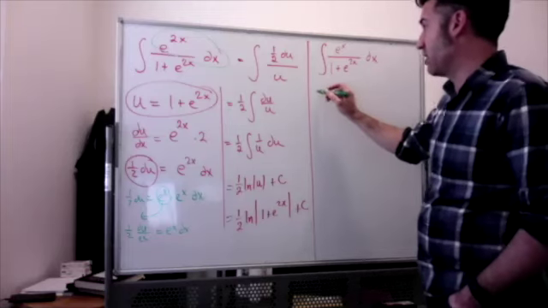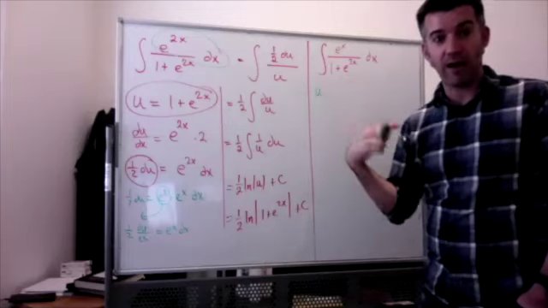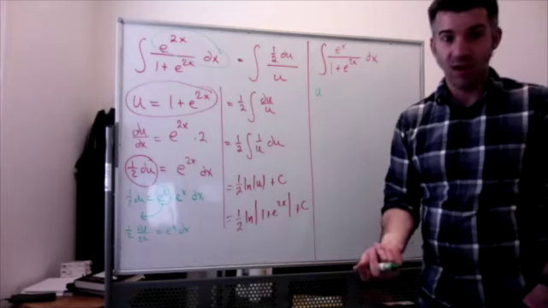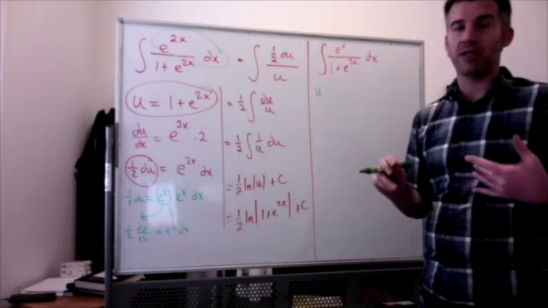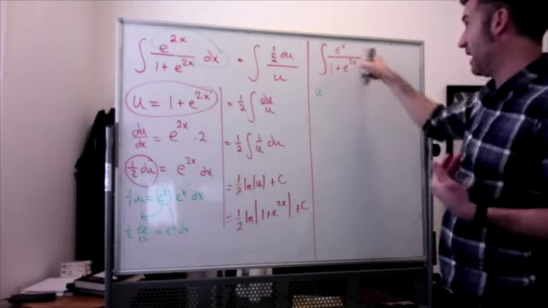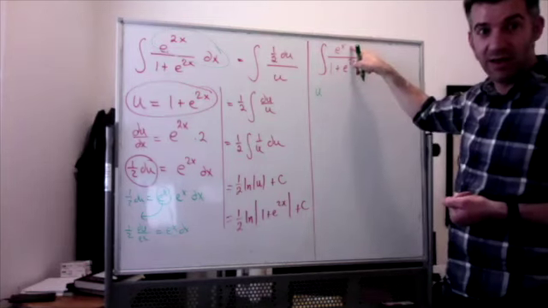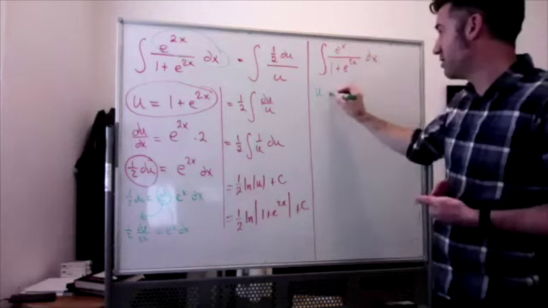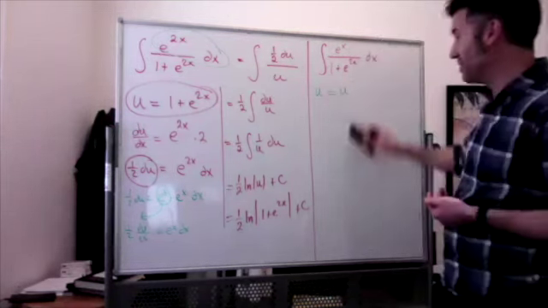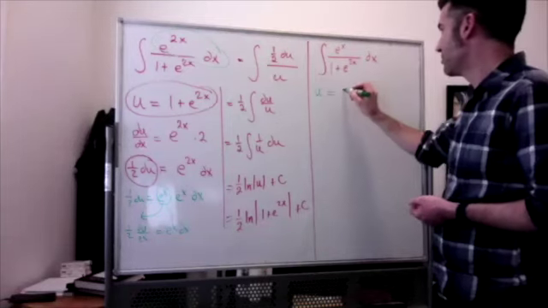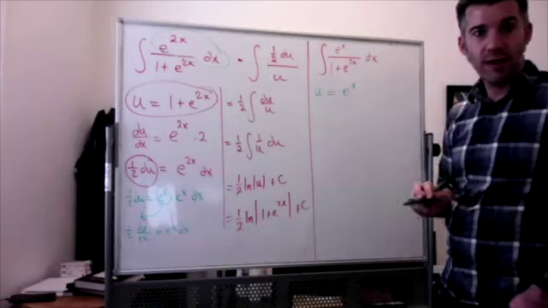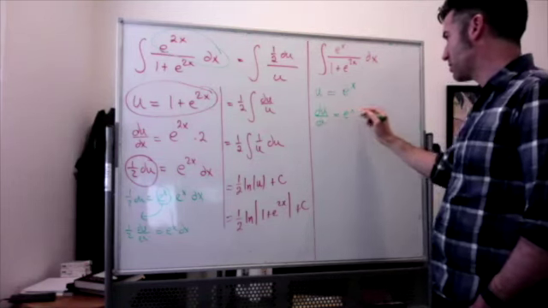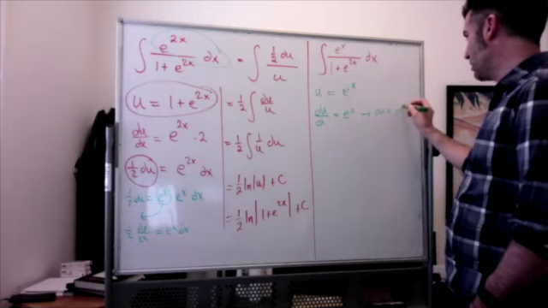What we're going to end up picking here is, well, again, I'm going to fall back on, I want to pick u so that the derivative also shows up. Well, the only thing I have that's times dx is really e to the x. So what's the derivative that gets me e to the x? E to the x. Let u equal e to the x. So then my du over dx is going to be e to the x. So du is equal to e to the x dx.